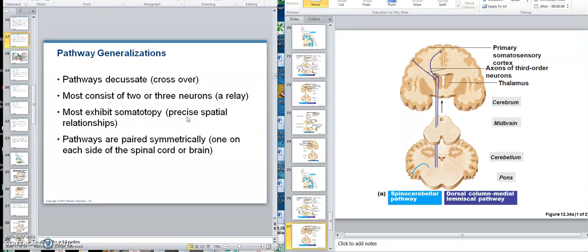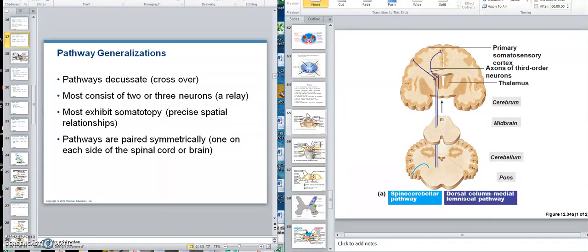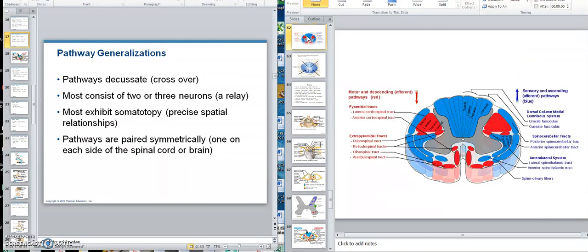Most exhibit somatotopy. Now let me see if I can't help you with that. Okay, for right here, let's look at motor. Okay, right here is the lateral corticospinal tract. So right here, that's the anterior, this would control cervical region things. This would control thoracic, lumbar, sacral area. So it's kind of in order here as to what you would do. So that somatotopy has to do with that there. Okay.